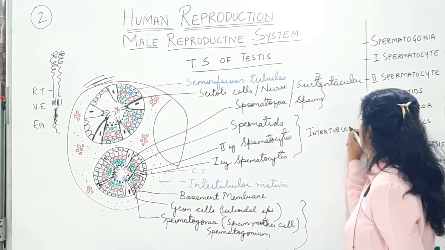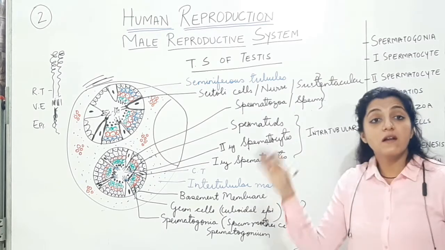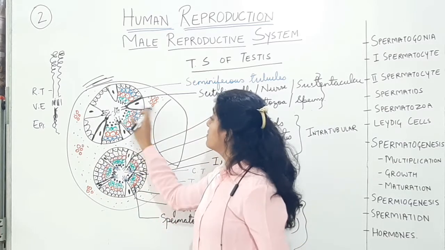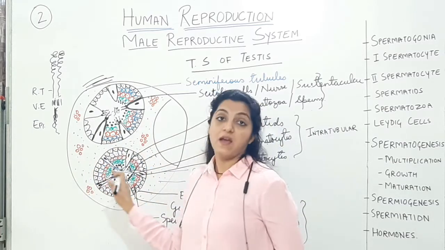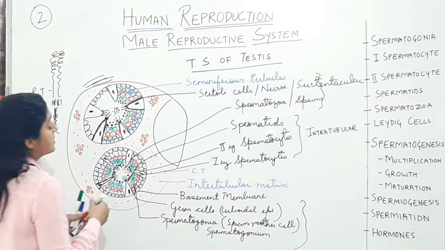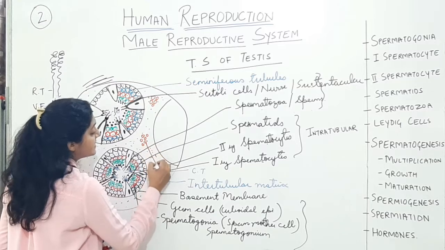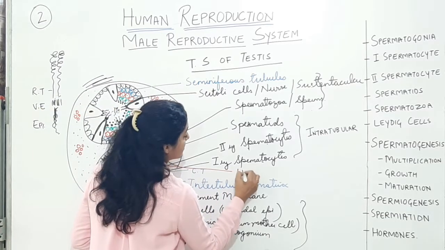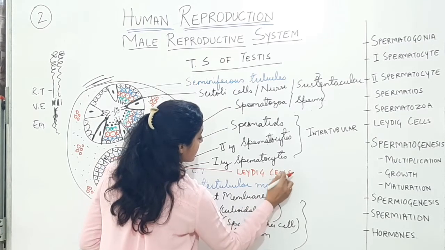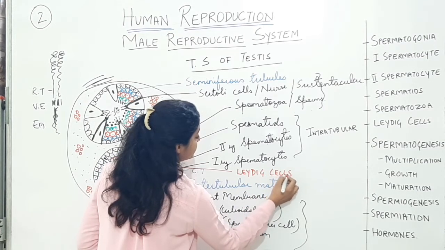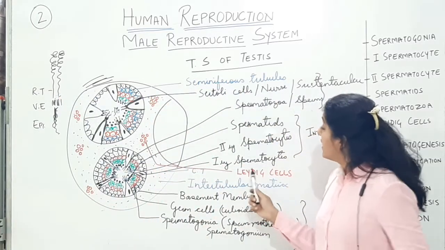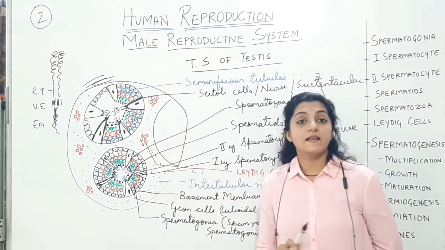that is inside the tubule. Now the interstitium between the tubules, alright, you will have a cluster of cells over there which is called the Leydig cells. These cells over here are called the Leydig cells. These will be the intertubular cells. Intertubular cells will be the Leydig cells.